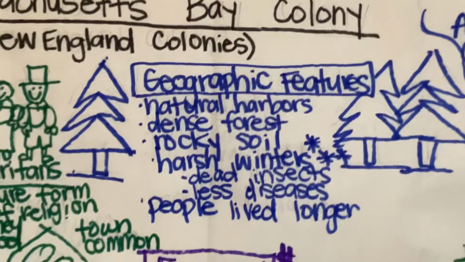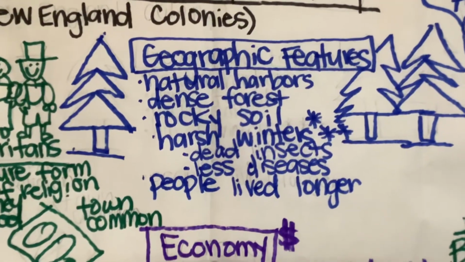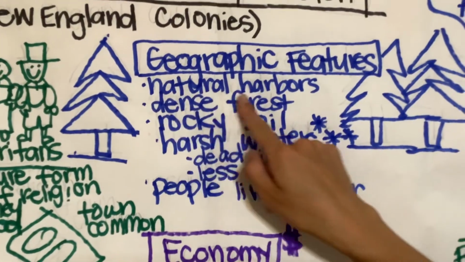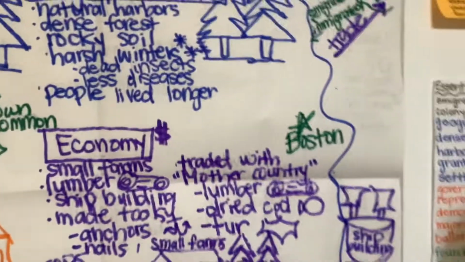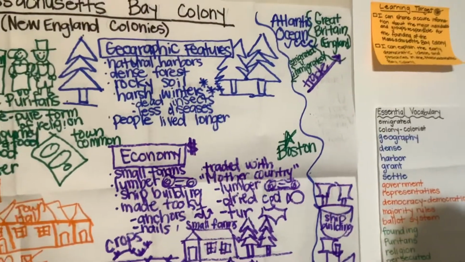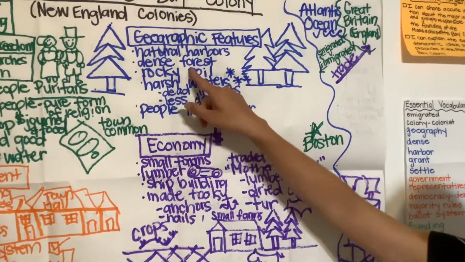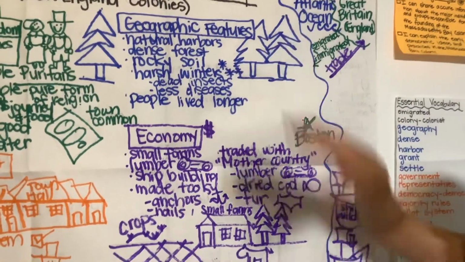So the geographic feature for the Massachusetts Bay Colony is they had natural harbors. Read this with me. Natural harbors. They had natural harbors all along the coast of the Massachusetts Bay Colony. In addition, they had dense forests. Read that with me. Dense forest. They had dense forests, so they had a lot of trees.